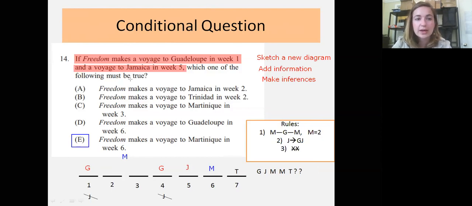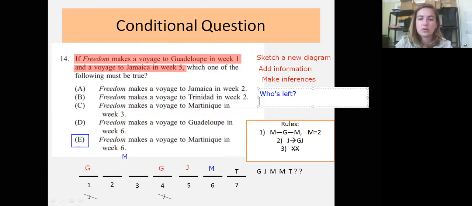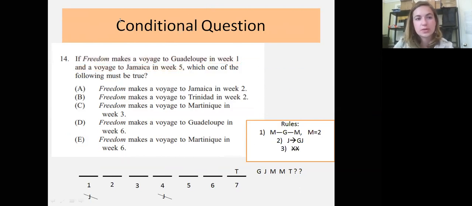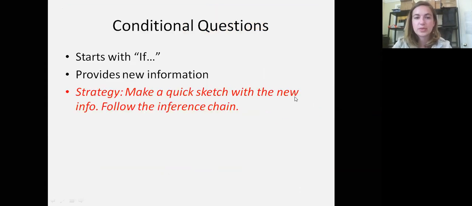So after you've made all the obvious inferences on a conditional question, the last step is to ask yourself who's left and what do I know about those letters. In this case, we know that our 2 M's were still left, among other things, and that we needed to be able to space them out so that there would be a G in between and they wouldn't be next to each other, violating Rule 3. So that's how we can arrive at answer choice E. If you have any questions, type them in the chat window while I put up this slide to recap the big stuff you need to know about conditional questions.